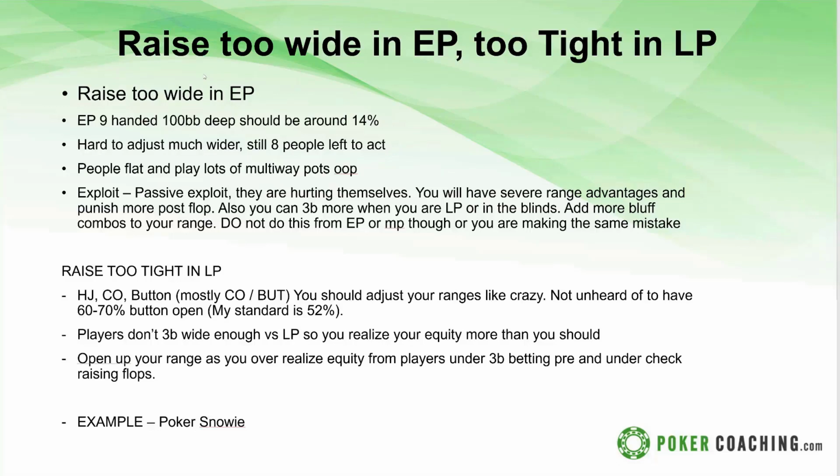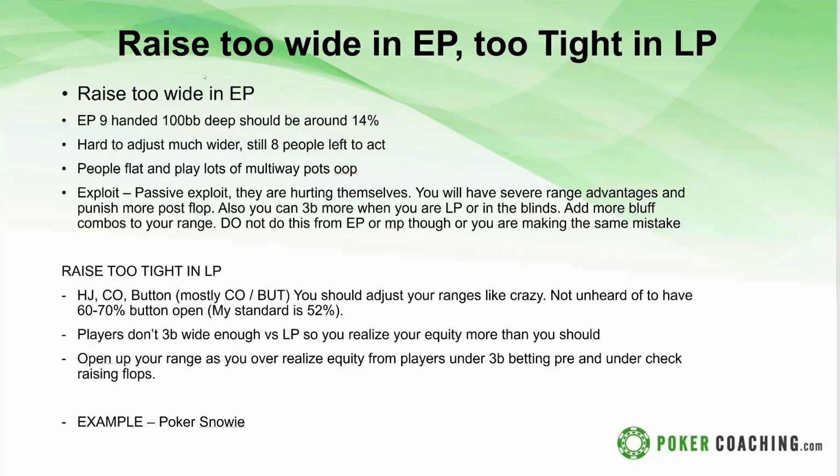It's really hard to adjust to be much wider than that, even at a soft table, because you still have 8 people left to act. And I've actually experimented now, like my adjustment will be, if it's a really soft table, I'll still be around 14%, maybe 15%, but I'll actually start limping a little bit in early position at really soft tables.